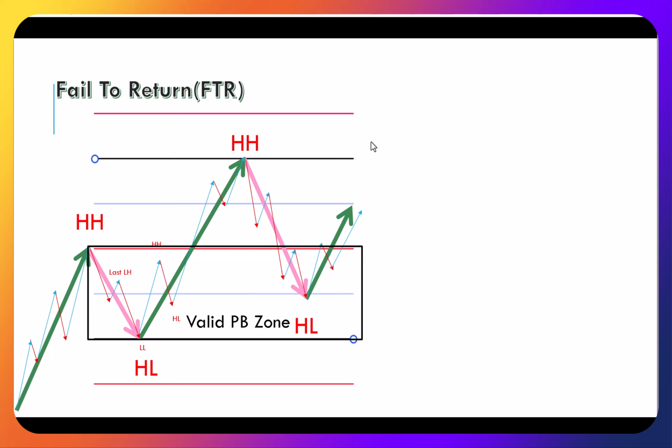So we need to buy here. But where? Am I supposed to buy here? Am I supposed to buy here? Am I supposed to buy here? How could I know where I'm supposed to buy? Where is the end of the pullback? That's a big question. That's a $1 million question everybody is looking for the answer to. So here I'm going to help you find some answer. It is not going to be 100% because no strategy works 100%, but it works very well.